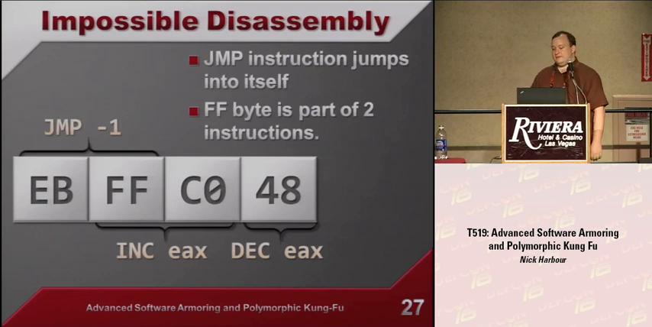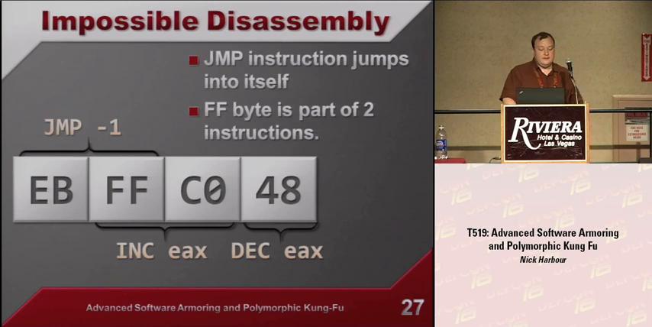So now we're going to get into some impossible disassembly. This is a common one. It's fairly well known. We have a jump instruction, which is 2 bytes. A jump goes from the end of the instruction, so the argument here is -1. So it's actually going to jump into itself, which seems kind of ridiculous. But it actually executes perfectly. It jumps into itself, and then starting at the second byte of itself, the instruction it disassembles is increment EAX, and then decrement EAX. This is kind of like a no-op, but a no-op that will fool a disassembler.